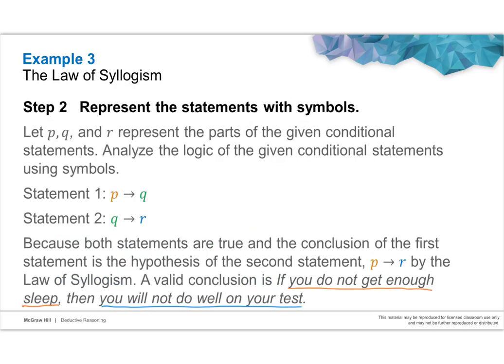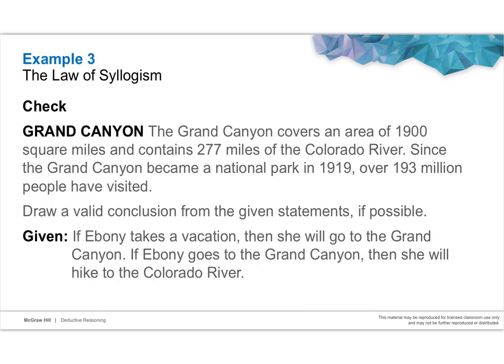Breaking up our symbols, we can see statement one is P, then Q, statement two, Q, then R. Because both of those statements are true, and the conclusion of the first statement leads into the hypothesis of the second, the law of syllogism allows us to say if you do not get enough sleep, then you will not do well on your test.